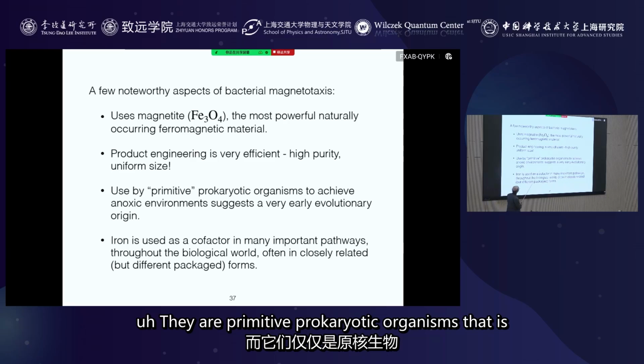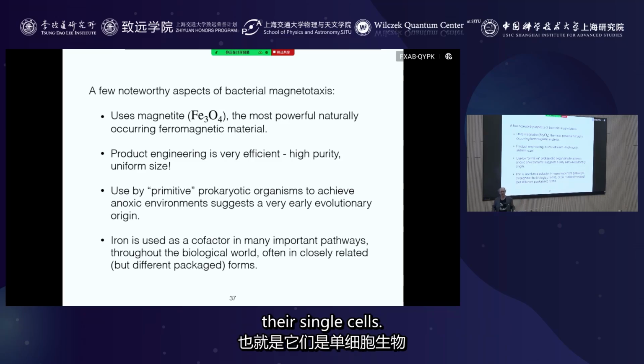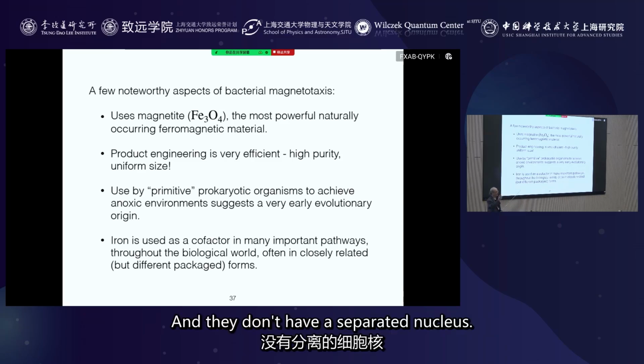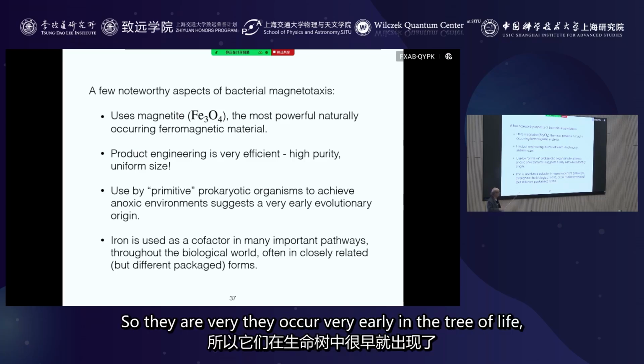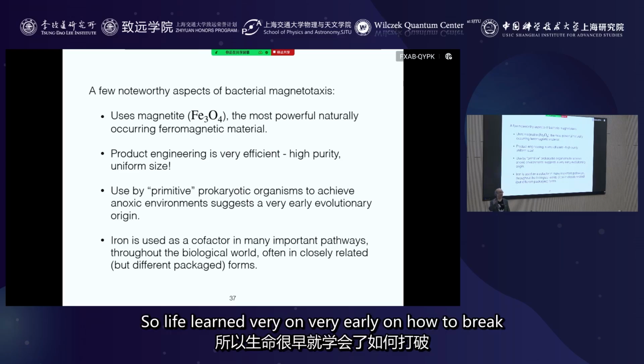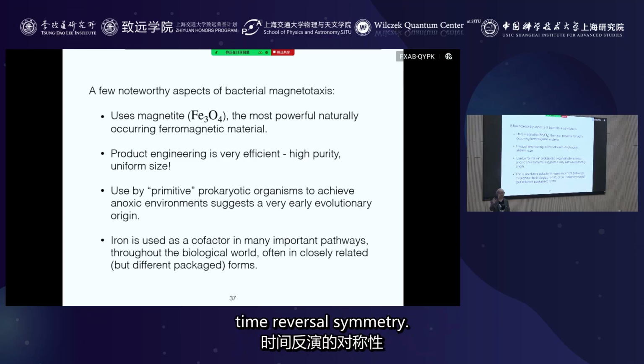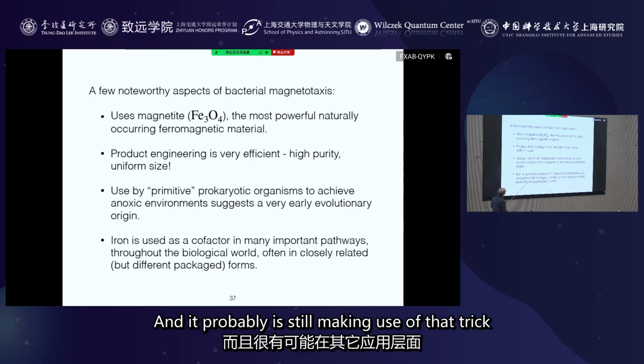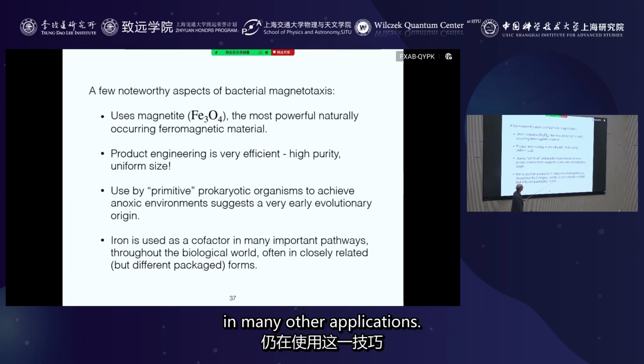They are primitive prokaryotic organisms. That is, they're single-celled and they don't have a separated nucleus. So they occur very early in the tree of life, have very likely an early evolutionary origin. So life learned very early on how to break time reversal symmetry. And it probably is still making use of that trick in many other applications.